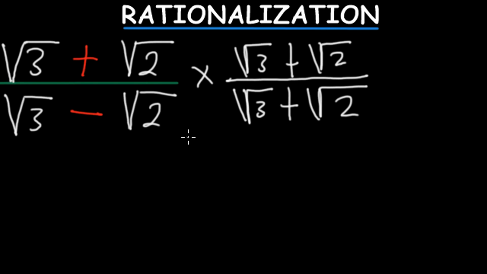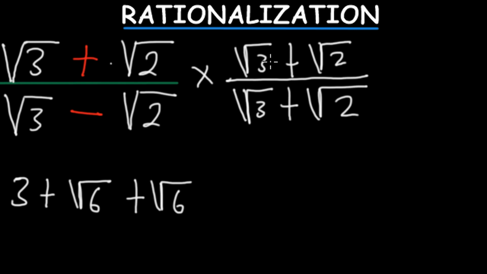So let's multiply both sides. Root 3 multiplied by root 3 becomes 3. Root 3 multiplied by root 2 becomes positive root 6. Then root 2 multiplied by root 3 becomes positive root 6. Root 2 multiplied by root 2 becomes 2.